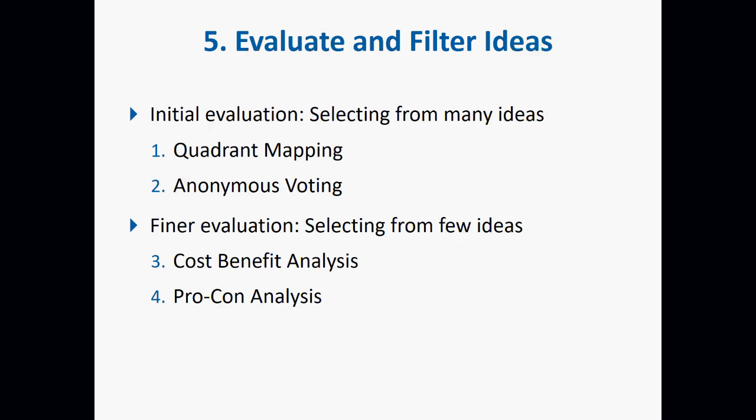Anonymous voting, as it describes, is to call everyone into a meeting room and ask everyone to pick 10 ideas out of say 100 or 200, and then consolidate them and come up with a final list that can be used for final evaluation. So that's this phase.